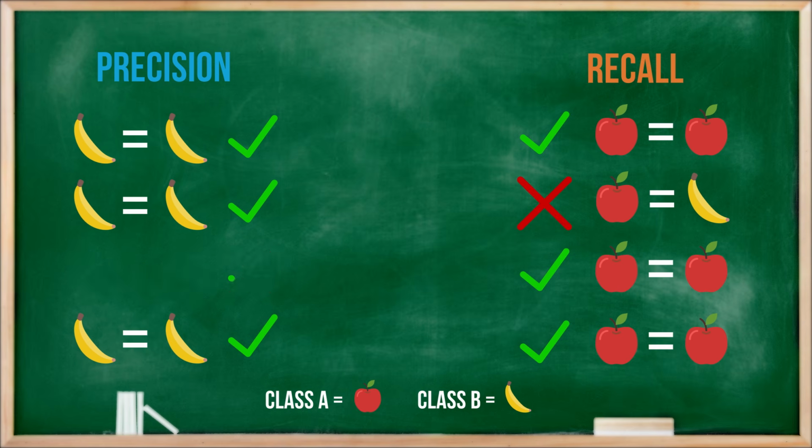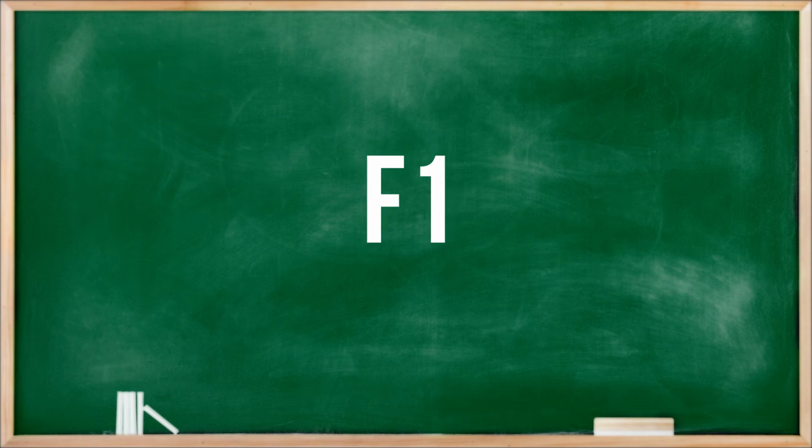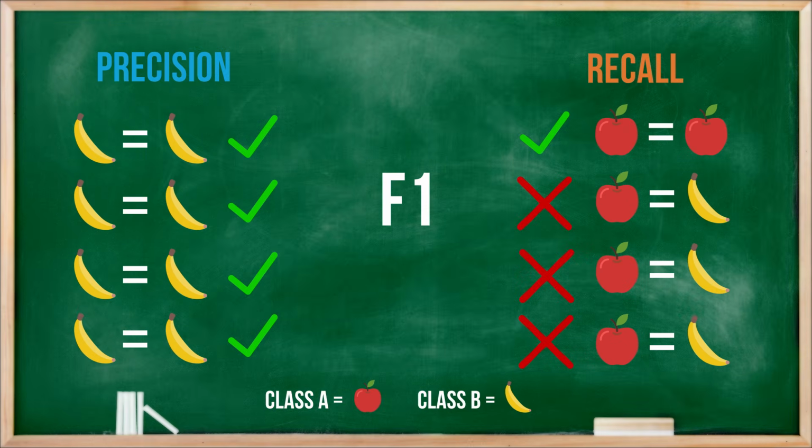But what if your model aces the ability to predict one class and is bad at predicting the other? Wouldn't it be misleading to look at precision or recall in isolation? This is where F1 comes in. It takes into account both precision and recall. A balance of the two is what F1 scores on. If your model does a good job at accurately predicting both apples and bananas, then it will have a high F1 score.